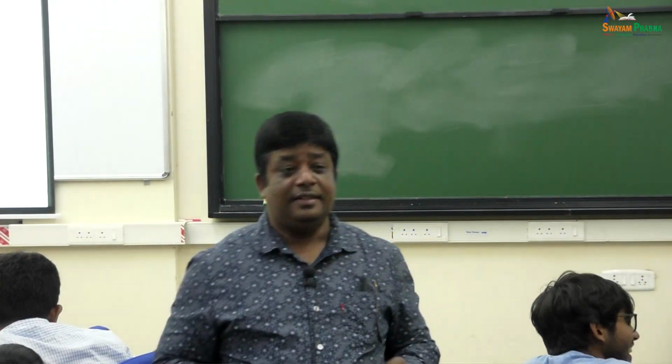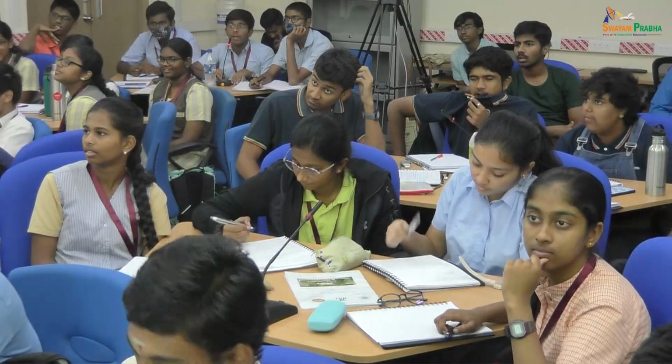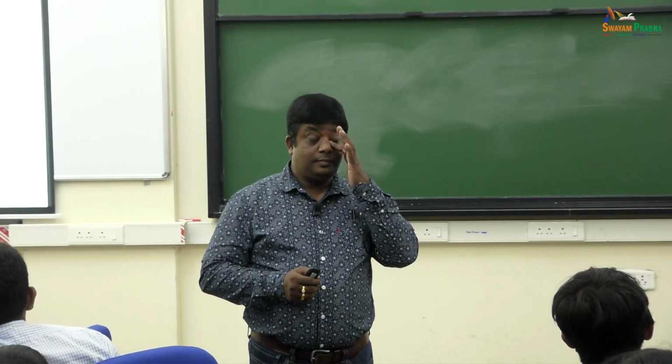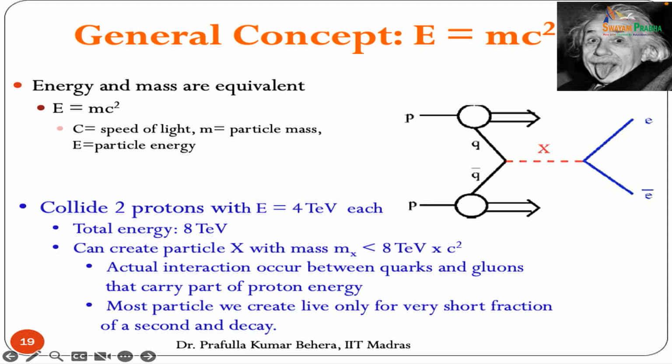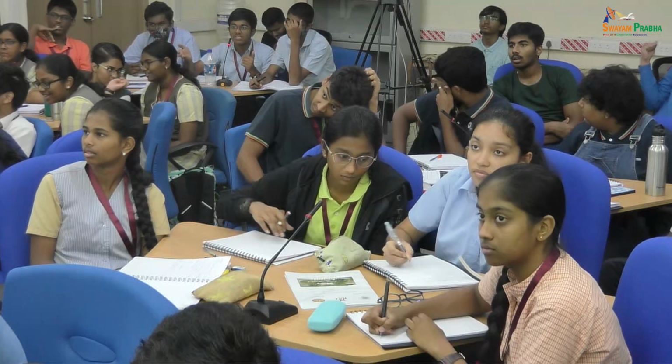You know the diagram that you showed in the previous slide, could you explain what E and E bar are? E is electron, E bar is positron.